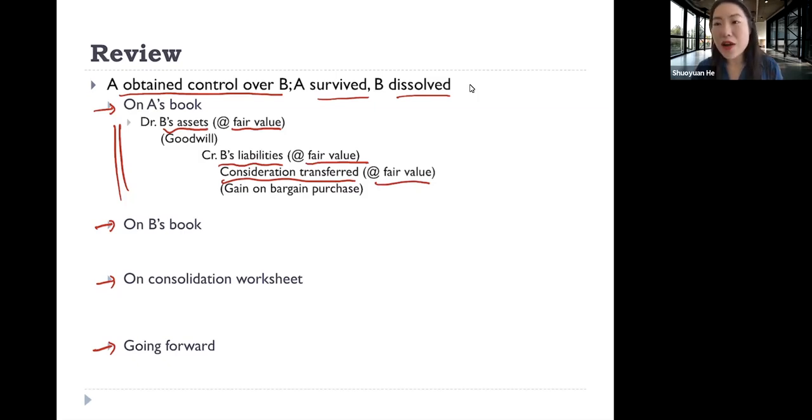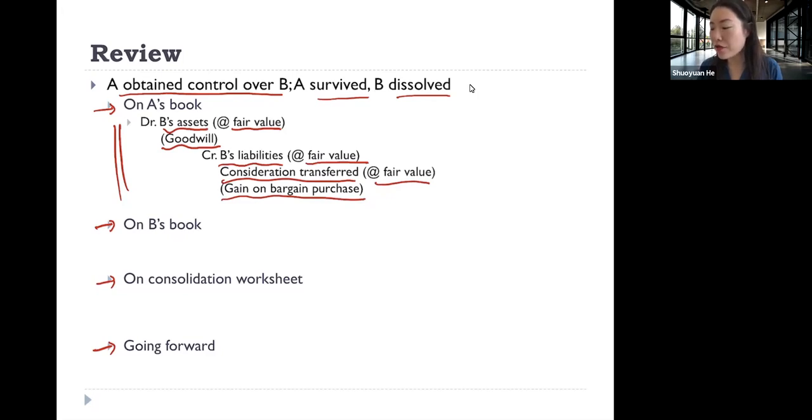And then this journal entry can either balance or not balance. So if there's any imbalance, if the imbalance is at the debit side, we make it balance by debiting goodwill. And if the imbalance is at the credit side, we make it balance by crediting gain on bargain purchase. So this is the journal entry we make on firm A's book.